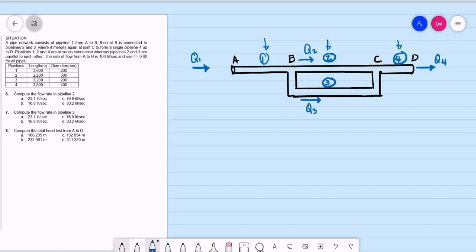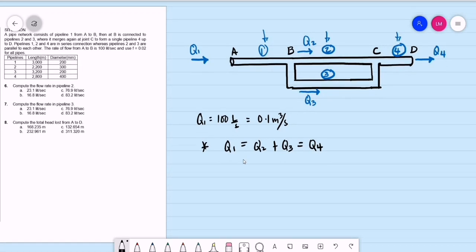So the given discharge, the flow for pipe number 1 from A to B, Q1, is equal to 100 liters per second, or 0.1 cubic meter per second. Number 6: compute the flow rate in pipeline number 2. What will be our continuity equation? The discharge at pipeline 1 will be equal to the discharge for pipeline 2 plus the discharge in pipeline 3, and that will be equal to the discharge in pipeline 4.